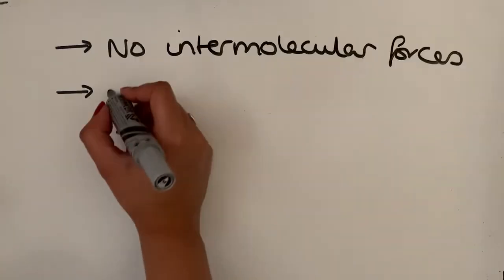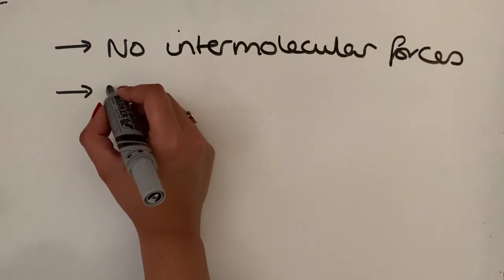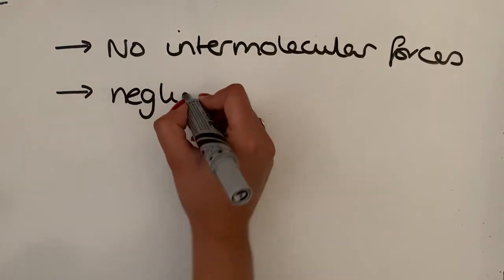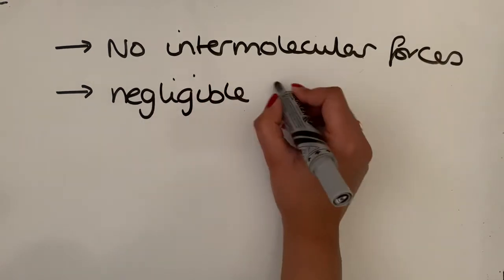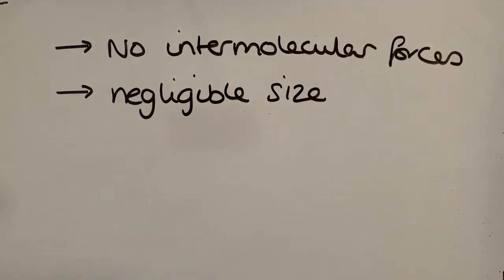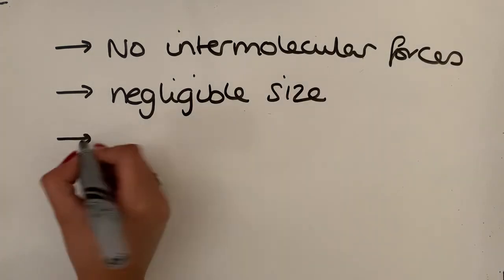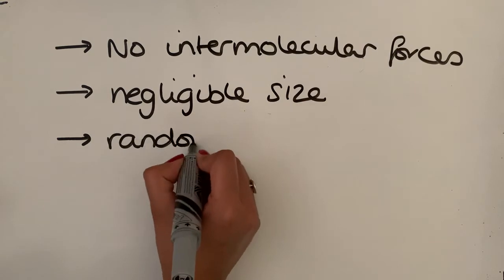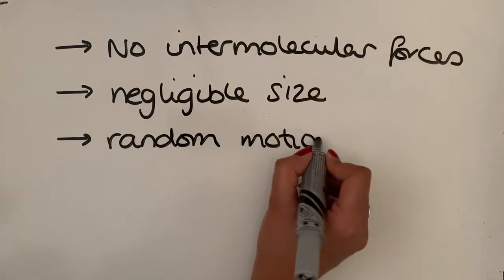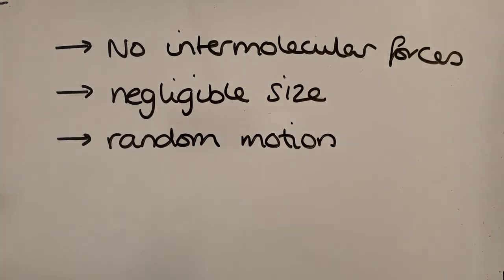We also assume that the gas molecules or the gas particles are negligible in size. Compared to the size of the container, they are negligible in size, or they pretty much don't have a size. And we also assume that the gas is moving in complete random motion. There is nothing influencing the motion, it's completely at random. These are the assumptions that you make for an ideal gas, and that then leads us to the ideal gas equation.